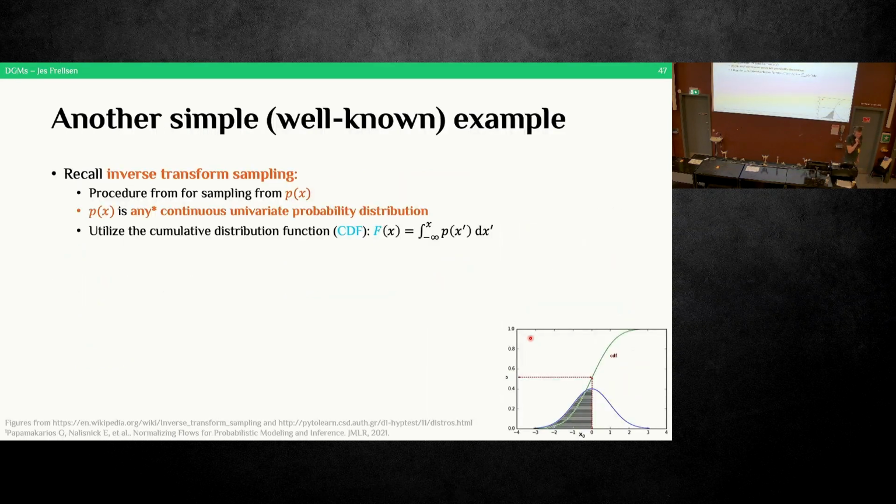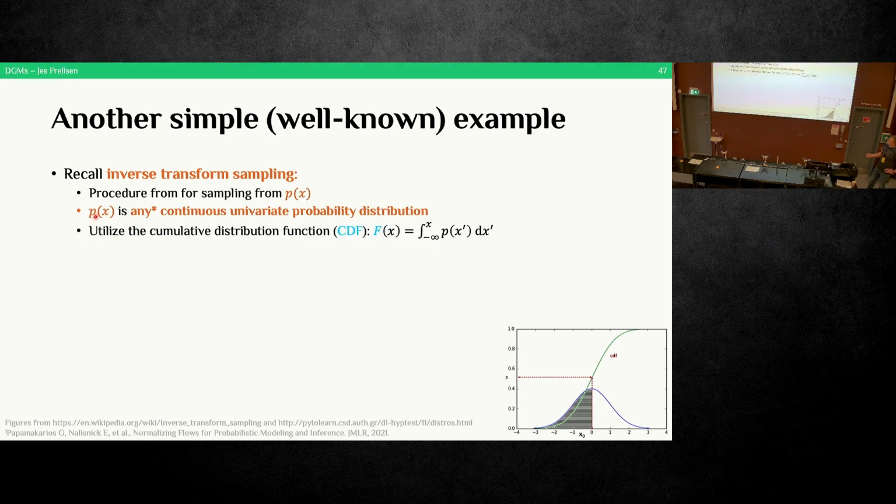Okay, I just want to take another simple, hopefully well-known example of something we can view as a flow. How many have heard about inverse transform sampling? Okay, so there are a few in here. It's a general algorithm, or procedure, for sampling from an arbitrary probability distribution. So assume that we have some probability distribution, and it could in principle be any continuous univariate probability distribution, and assume that we want to sample from this distribution.